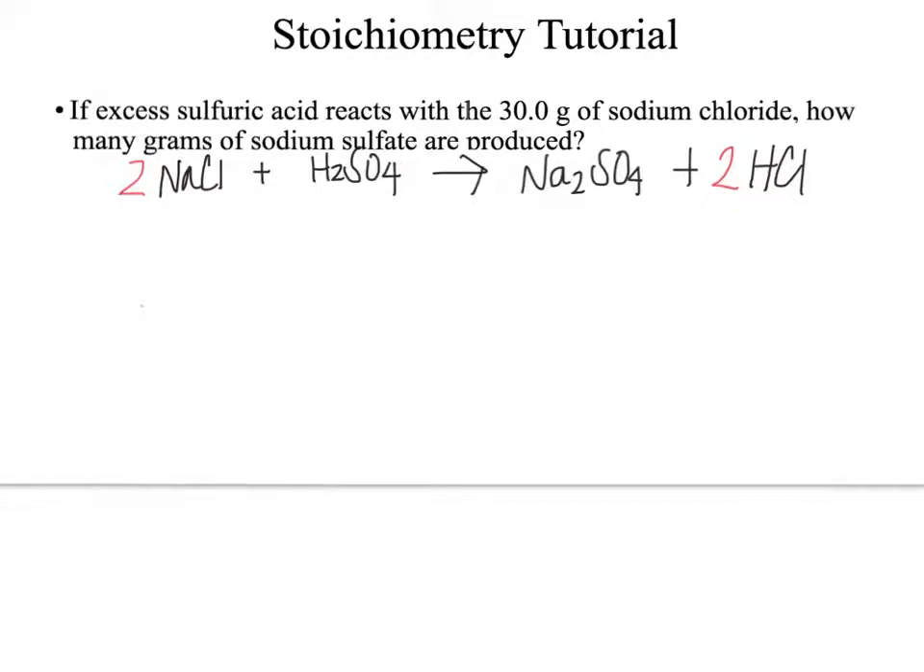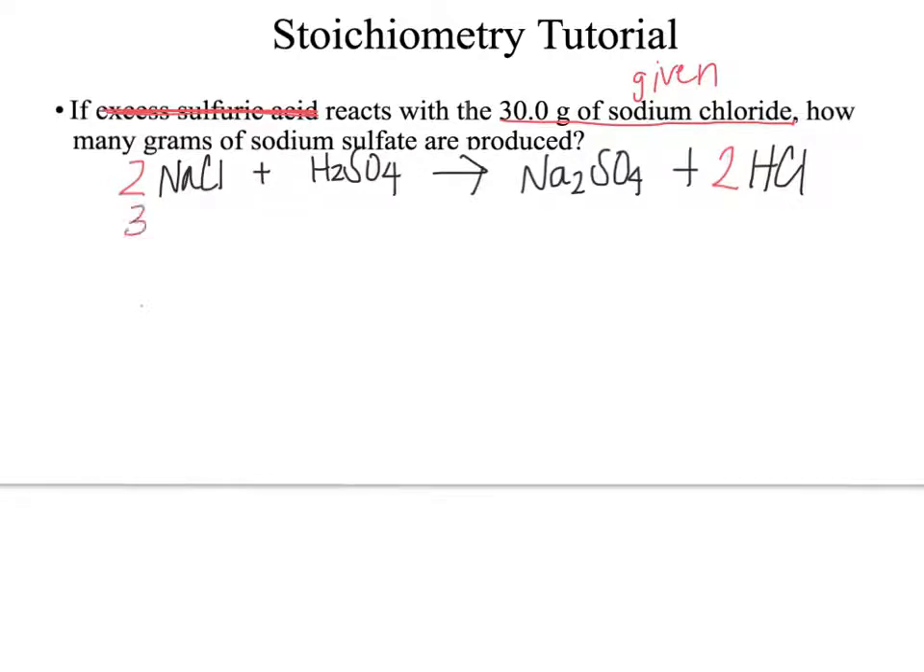It says, if excess sulfuric acid reacts with 30 grams of sodium chloride, how many grams of sodium sulfate are produced? Okay, so remember I mentioned in class when you see this excess sulfuric acid, that means we can kind of ignore it. Okay, it's not going to show up in this problem. The reason we oftentimes have to have these extra words in there is because we have to know how to write the equation of what's reacting. So let's continue on. It says if excess sulfuric acid reacts with 30 grams of sodium chloride. So that is my given, right? That's what they're giving me in the problem.